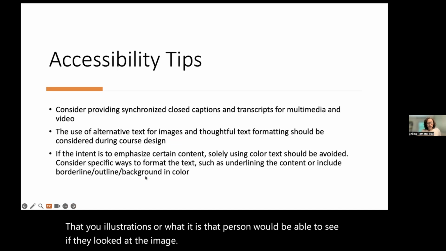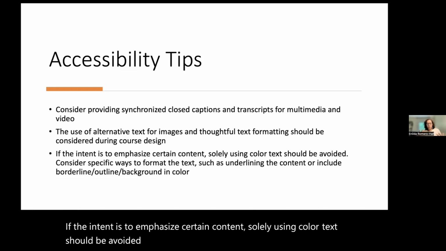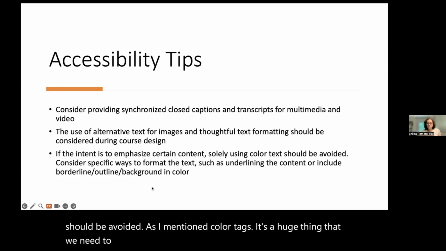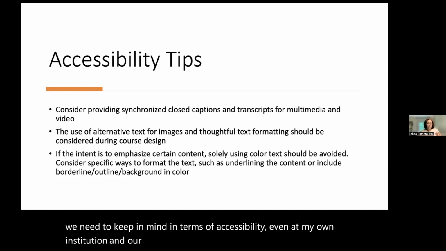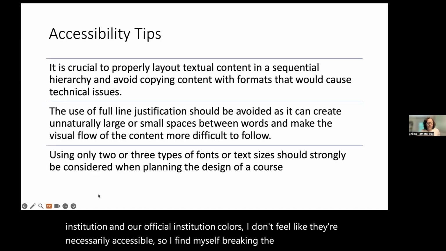If the intent is to emphasize certain content, solely using color text should be avoided. As I mentioned, color text is a huge thing that we need to keep in mind in terms of accessibility. Even at my own institution, on our official institution colors, I don't feel like they're necessarily accessible. So I find myself breaking the marketing rules of my institution.